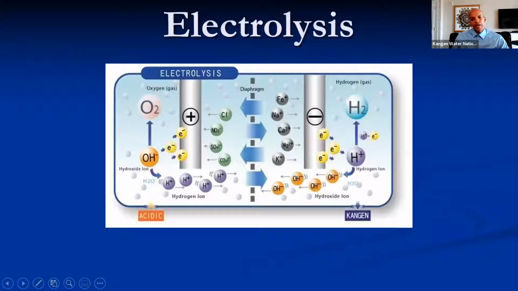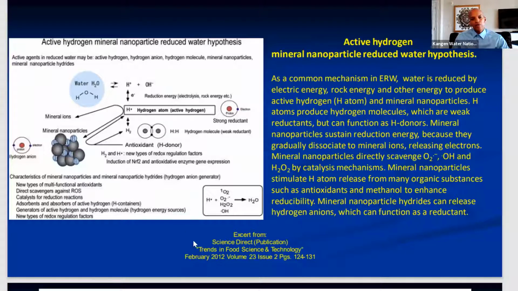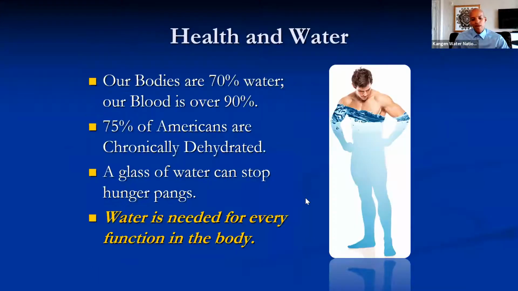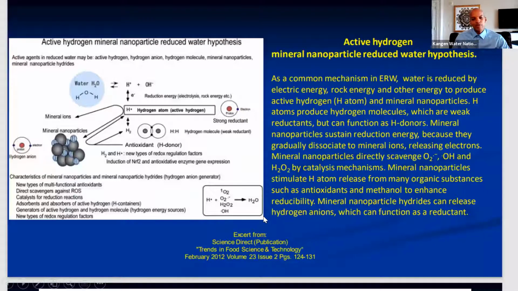I did go over that, so I kind of skipped around. There are other articles you can take a look at. This one comes from Science Direct again, and there's a transcript in the way of me reading my slide, but someone did ask for a transcript, so we obliged. Trends in food science and technology, February 2012, it talks about the various antioxidant elements inside of an ERW, or electrolyzed reduced water.